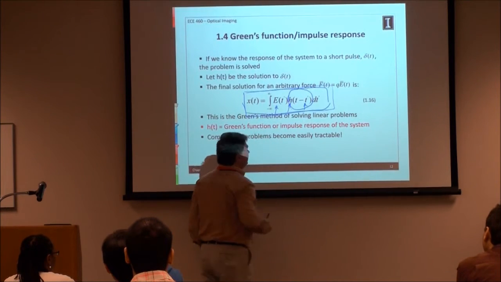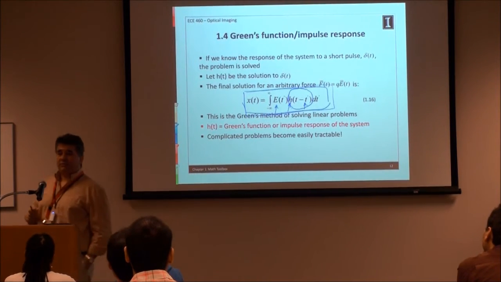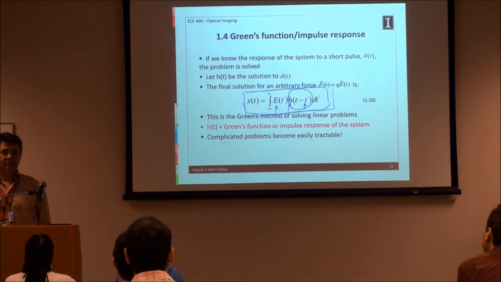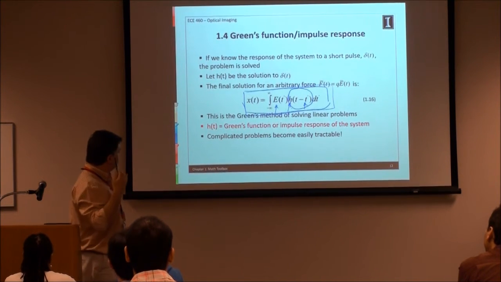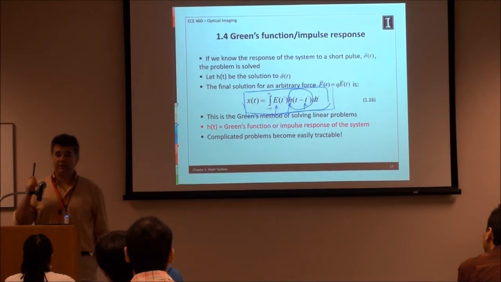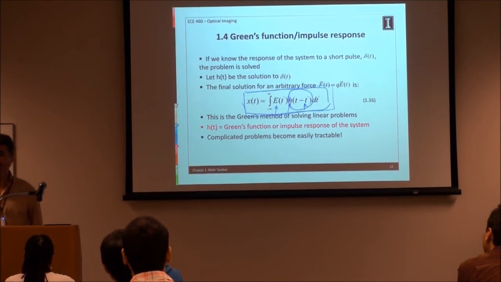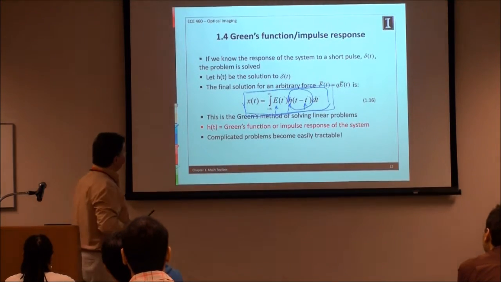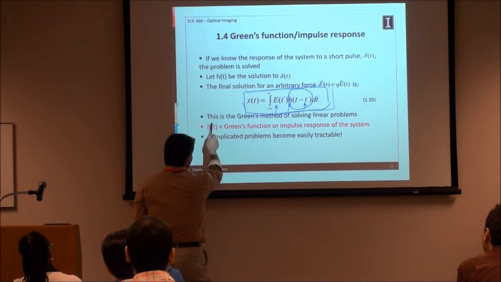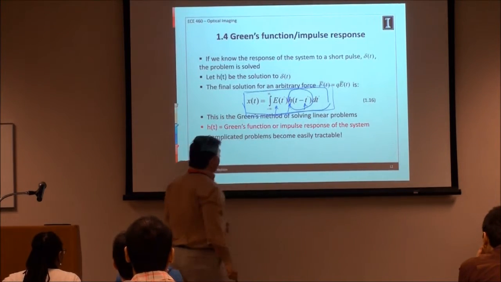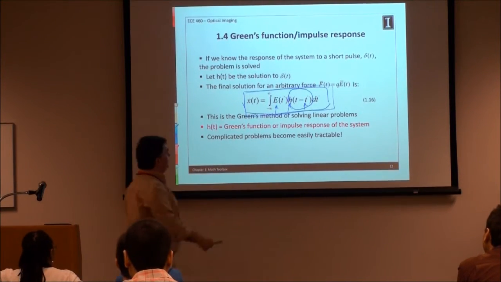So that's how I measure h. Once I'm done with that, that means I can solve the solution to any problem, to any input that will ever hit that crystal, as long as the problem stays linear. That's important. Okay? So this is called the Green's method, or h is called the Green's function.